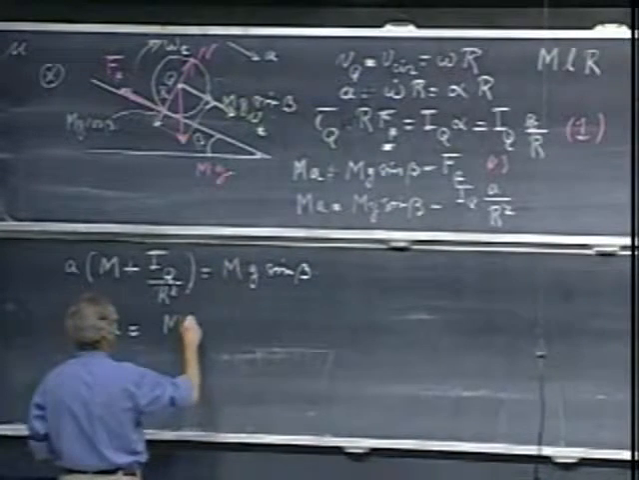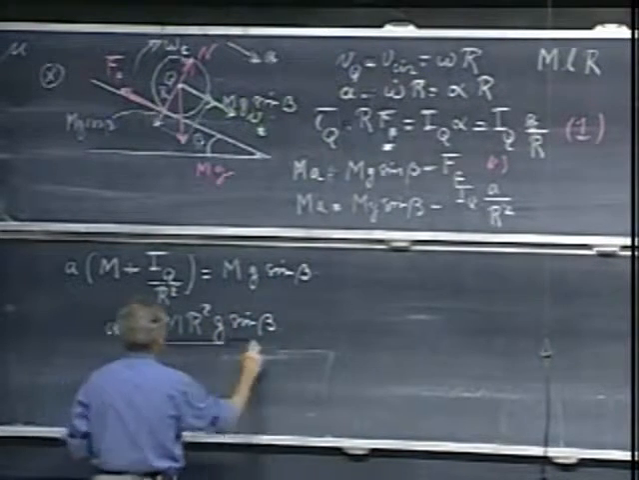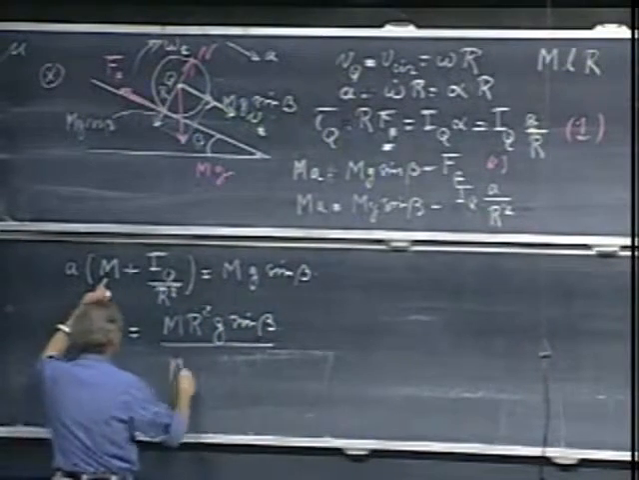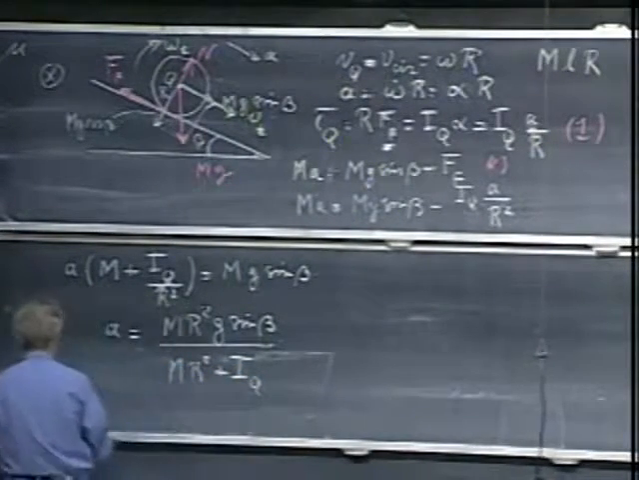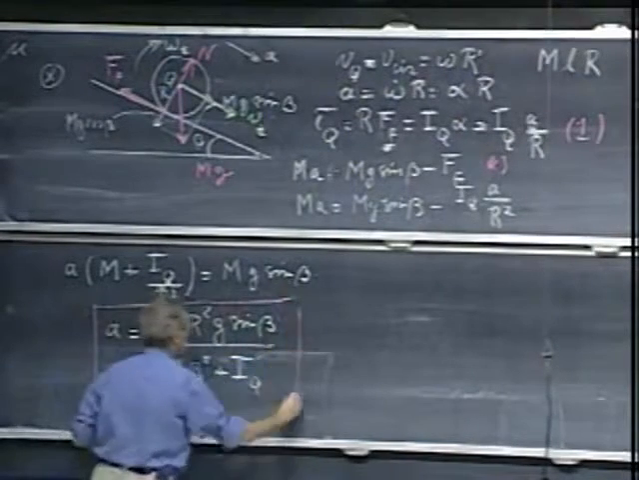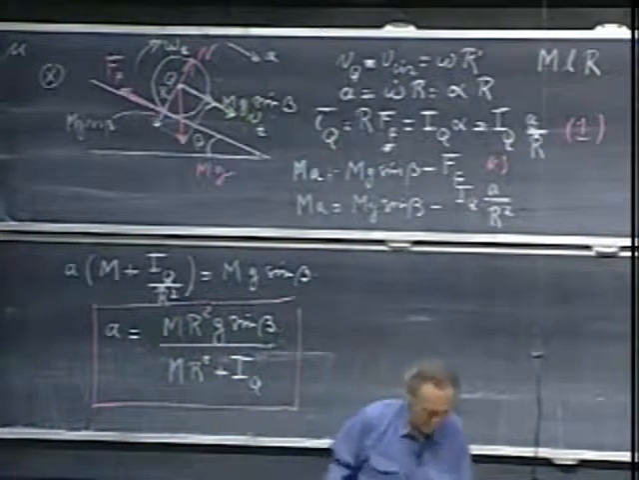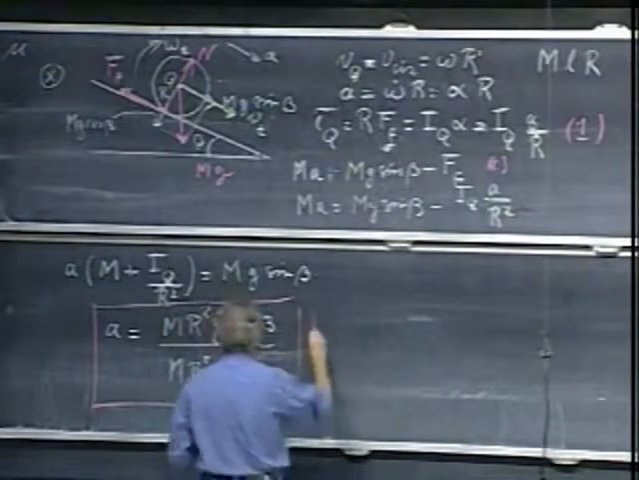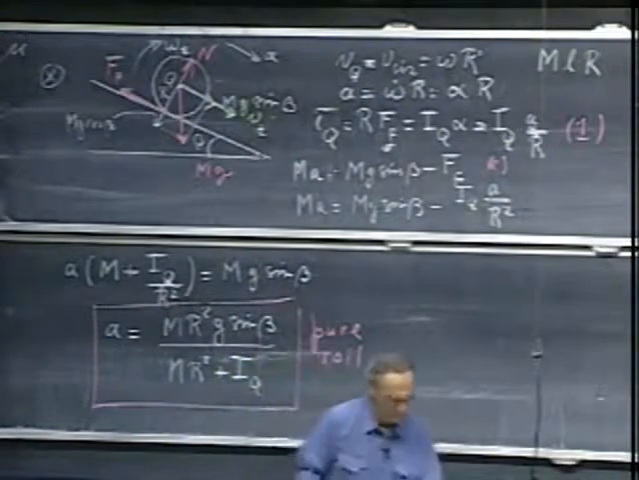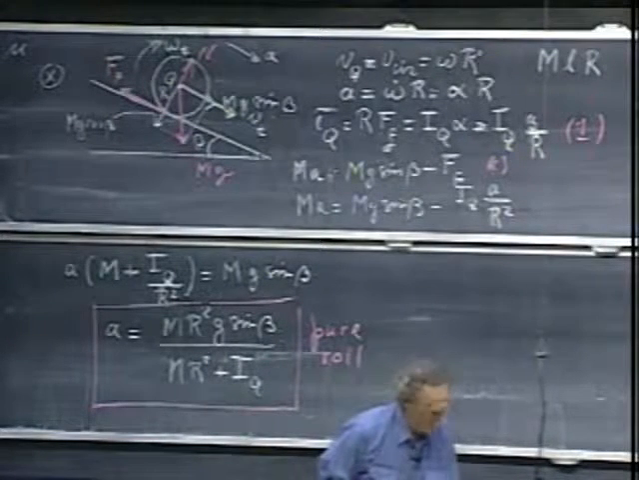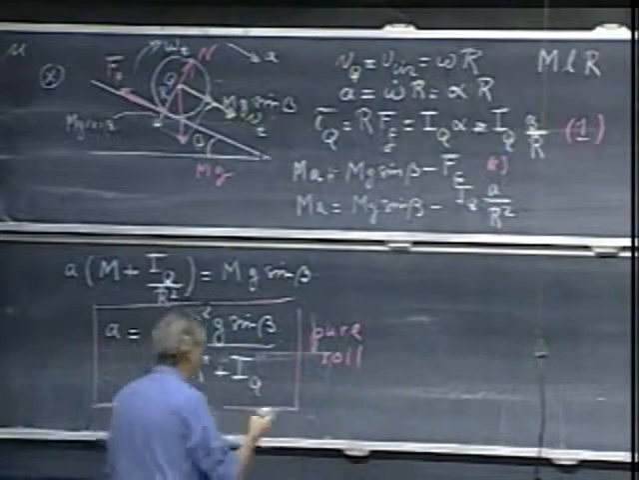And A now we have, I'll multiply both sides with r squared. I get m r squared g sine beta upstairs, and downstairs I get mr squared plus the moment of inertia about that point Q. And this is my result, and all I have to put in now is the moment of inertia of rotation about that axis. I want to remind you, though, that it is only true if we have a situation of pure roll. So we can now substitute in there the values that we have for a solid cylinder.